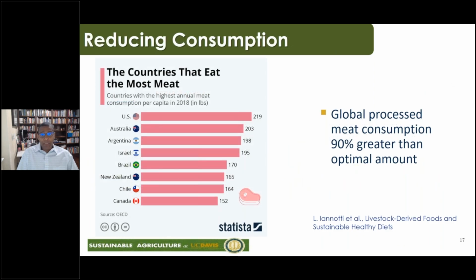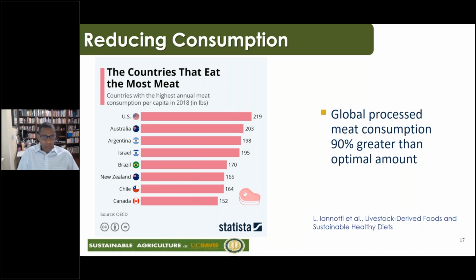reducing consumption in high-income countries. It has to be part of the conversation, because globally we are consuming 90% more than the optimal amount for animal source food, particularly for meat. So there has to be a discussion in countries where there is overconsumption to reduce that amount. It doesn't happen everywhere. High-income countries have about 70 kilograms of meat consumption per capita, and in sub-Saharan Africa that number is 10. So there is huge disparity there.